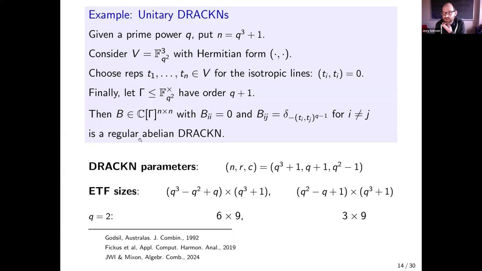And the underlying lines have beautiful symmetry. The DRACKN parameters are what you see here. And then these are the ETF sizes. If you do this with q equals 2, you get these parameters that we saw before.